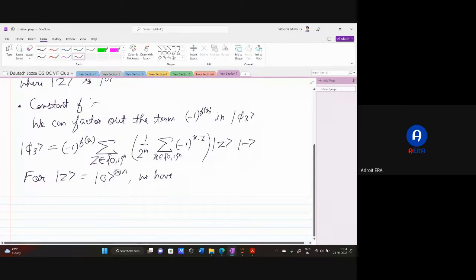So let's assume that we have that case indeed. Then what will happen? Consider only this primary expression, so let us write that out: 1 upon 2 to the n, sum over x belonging to 0,1. And why are we considering that? Because this expression is attached with ket z. X dot z is there, so we are only considering the variables.